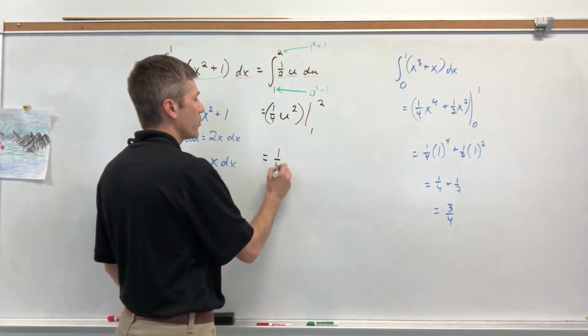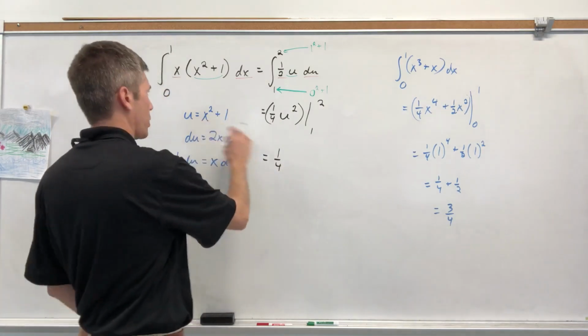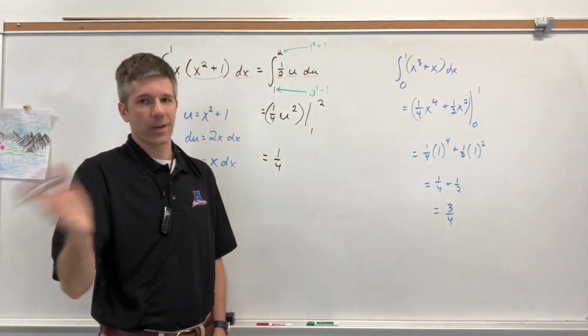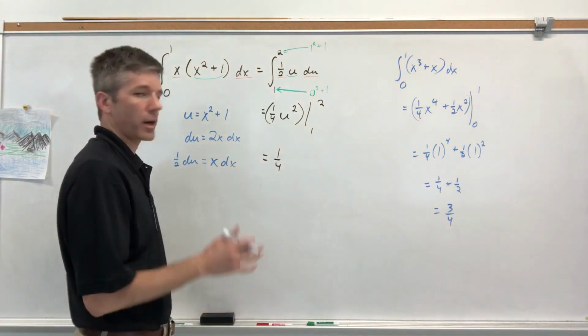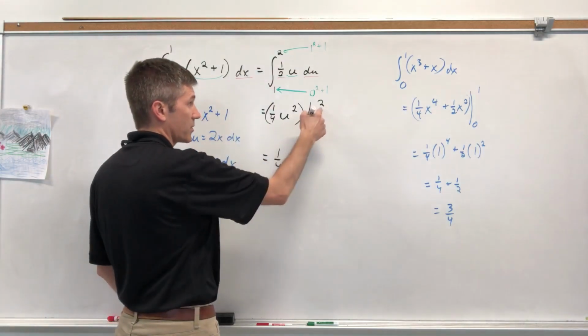So 1/4. Now, at this point, usually you'd be like, well, u is equal to x squared plus 1. We'll plug that back in. Yeah, you can. That's another way of doing it. It's a third way of doing this one. We're not going to do that one yet. We might do that in a different problem. But for this one, we're just going to say that, well, 2 is u.